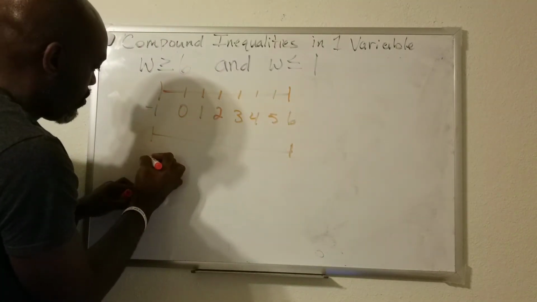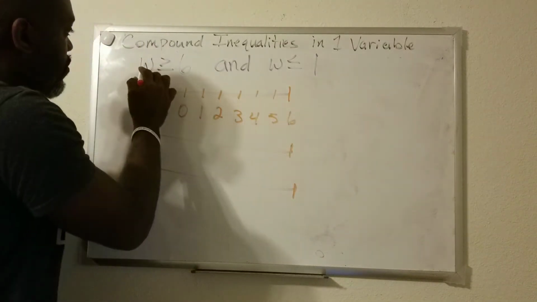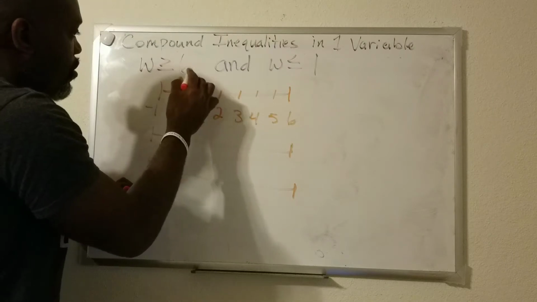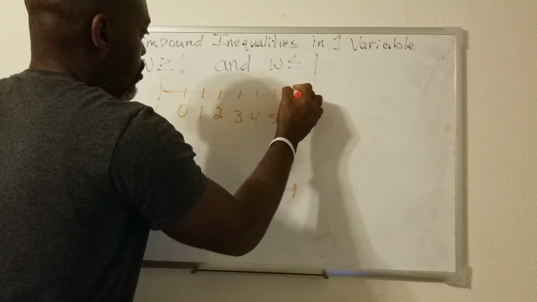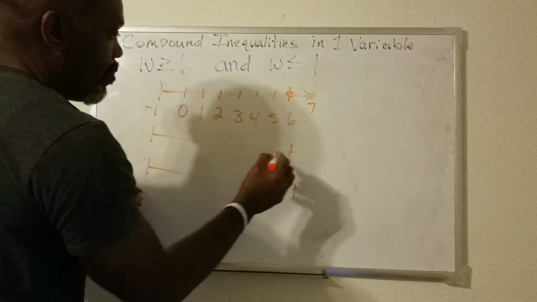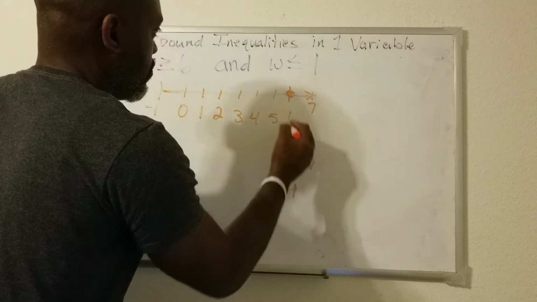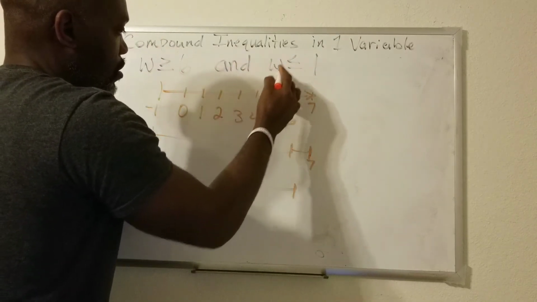Same thing here. So what we have is W is greater than or equal to 6. So put this over here as 7. So closed circle, greater than 7. And we have to satisfy both of these inequalities.